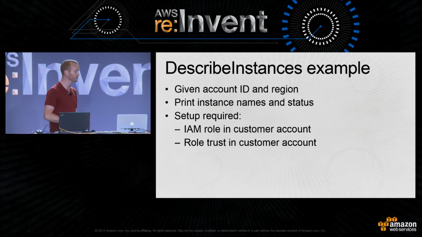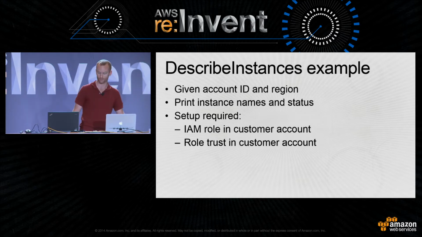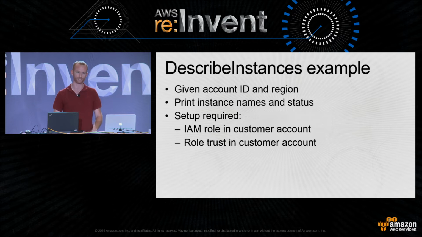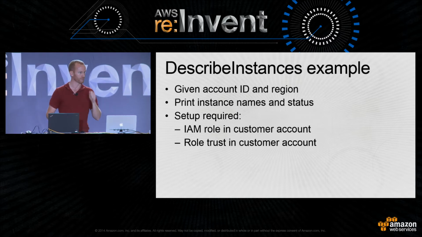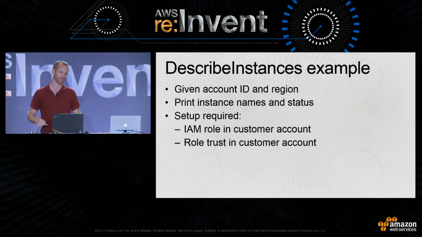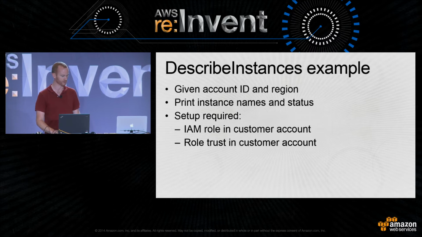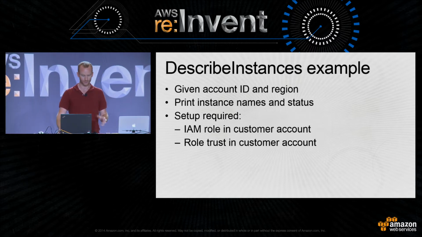So what we're going to do now, I already said we're going to dive in. We're going to dive in again. This is a double dive in right here. We're going to do a describe instances example. Given that a customer comes to us with an account ID and a region, we want to be able to go into that region, do a describe instances, and just print out the instances that are running in their account.